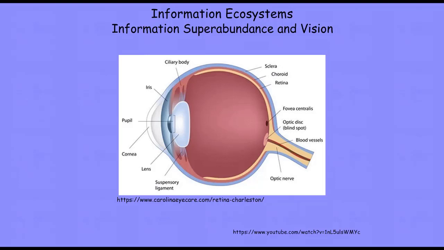But every strategy involves a certain amount of trade-offs. So what I'll show you in this video is one of the trade-offs that results from this information managing strategy that the visual system has employed to deal with the information superabundance at the back of the eye, with all these photosensitive cells.